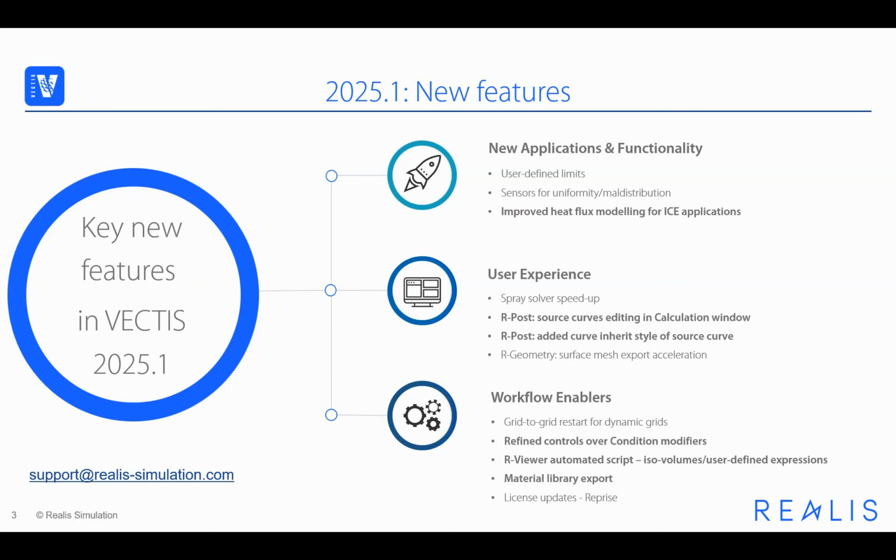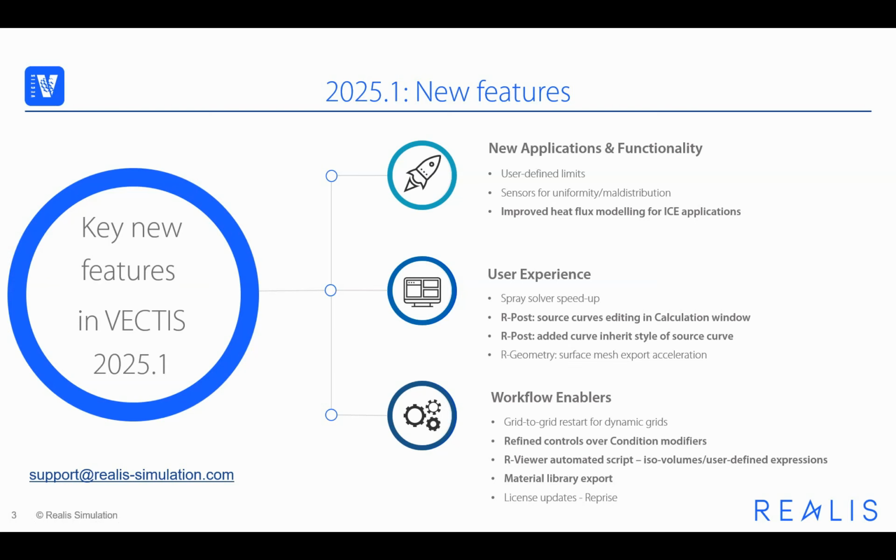Speed also features in a speed-up of the spray solver, resulting in a 20% saving of computational time for rotary engine application, and up to 80% for spray-dominated flows, such as exhaust cooling. Speed also features in the export of surface mesh in R geometry, whose time was reduced by up to 90%. Our post-calculations, editing, and addition of new results in existing sessions are also much faster thanks to targeted enhancement.